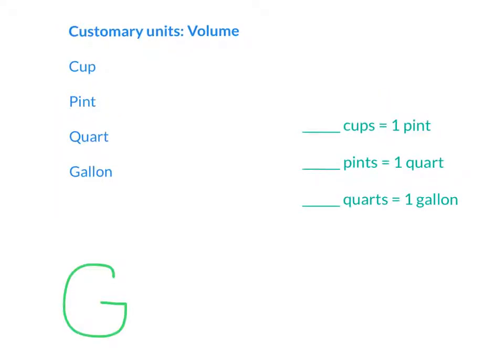In the customary system, to measure volume, or how much stuff can fit inside a container, we use cups, pints, quarts, and gallons. The first thing you need to know is that there are 2 cups in 1 pint, and there are 2 pints in 1 quart. But then there are 4 quarts in 1 gallon. So let me ask you a question. If there are 4 quarts in 1 gallon, how many pints are there in 1 gallon? 8. And how many cups are there in 1 gallon? 16. Good.